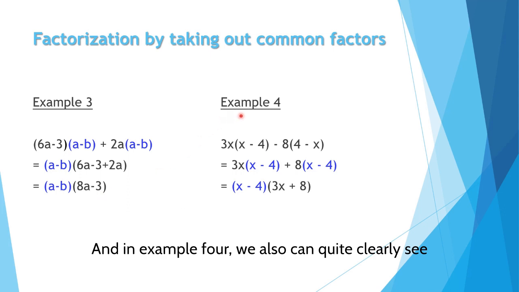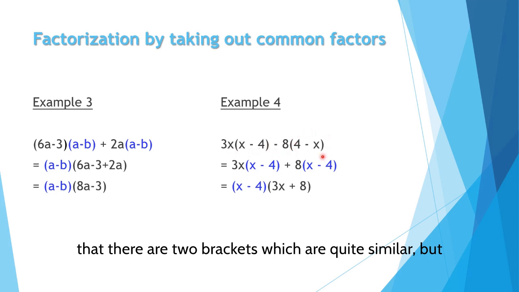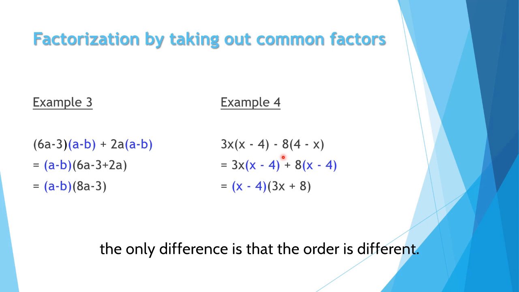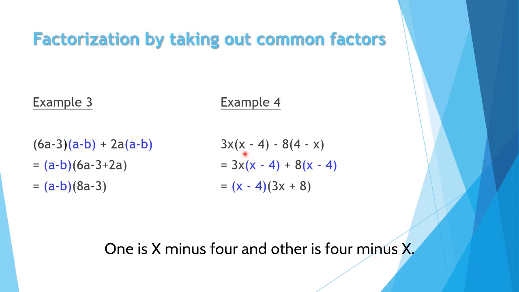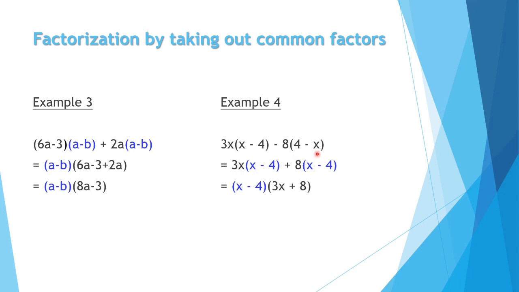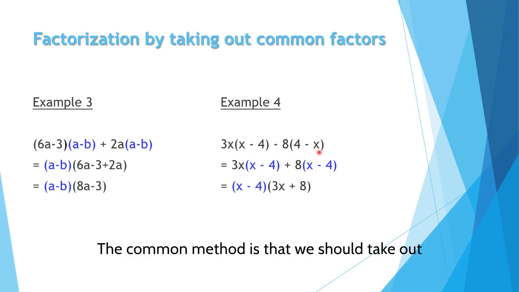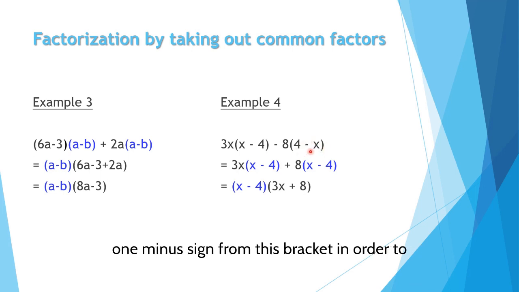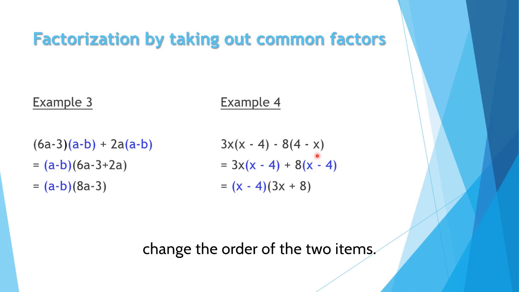And in example 4, we also can quite clearly see that there are two brackets which are quite similar. But the only difference is that the order is different. One is x minus 4, another is 4 minus x. So what should we do? The common method is that we should take out one minus sign from this bracket in order to change the order of the two items.